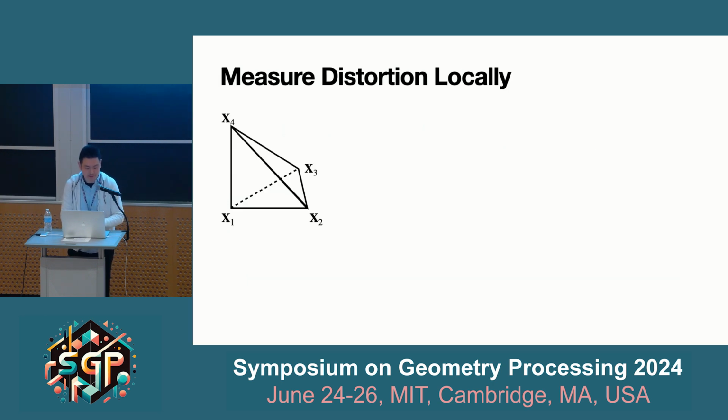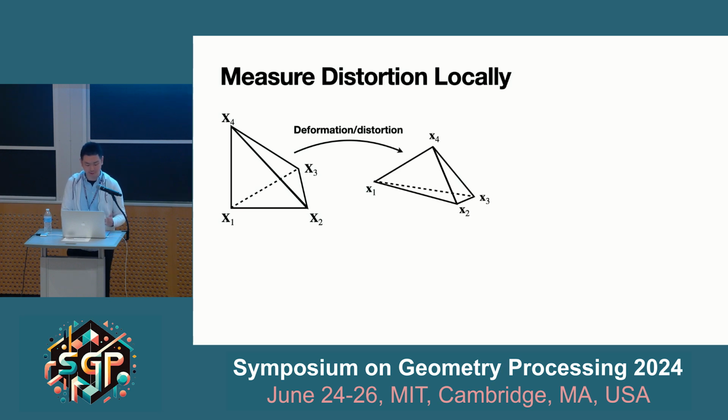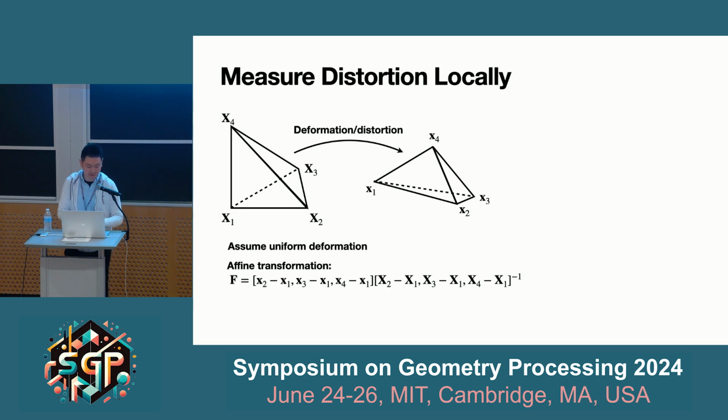Now to measure distortion locally, when we have two geometries and we want to compare the map between them, we want to measure the distortion locally so that we know how to minimize it subject to any anchor constraints so that we can create mesh editing algorithms. If we look at one tetrahedron element, it is deformed or distorted into another form. If we assume that the deformation inside this tetrahedron is uniform, then we can quickly write an affine transformation matrix using the vertex positions of the tetrahedron before and after the deformation. This affine transformation matrix can be used to calculate the map of any point inside this tetrahedron.